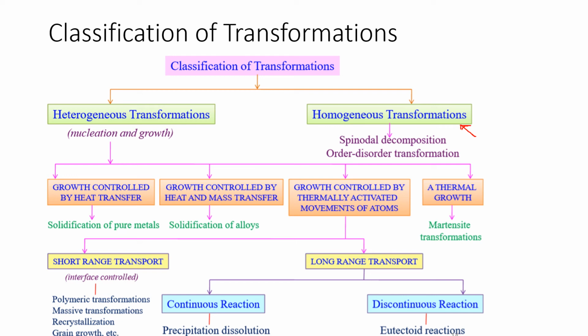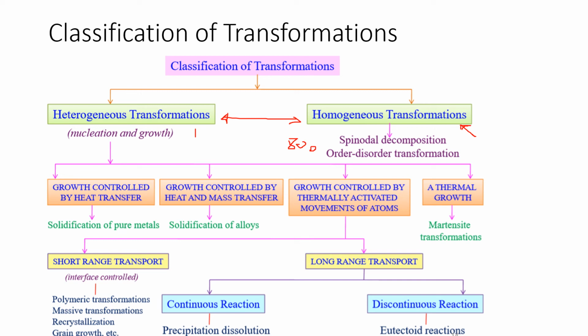Mainly, if we want to memorize the classification of homogeneous and heterogeneous: homogeneous requires supercooling in the range of 80 to 300 degrees centigrade, while the heterogeneous transformation requires slight supercooling, between 0.1 and 10 degrees centigrade. The examples are the inhomogeneities, like container surfaces, impurities, grain boundaries, and dislocations.